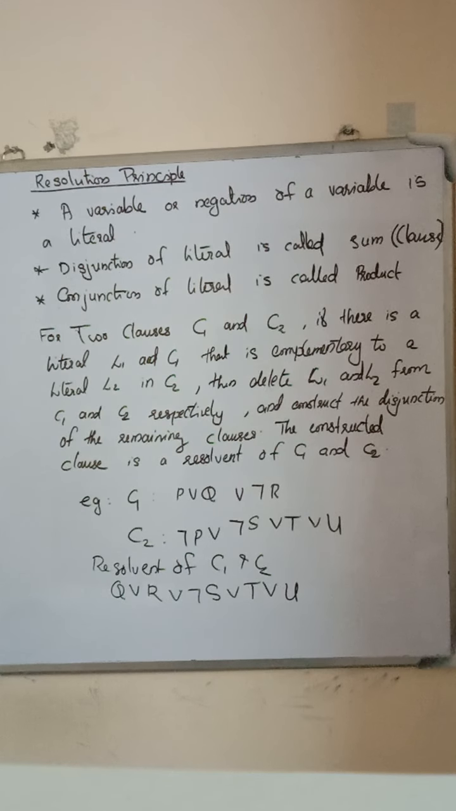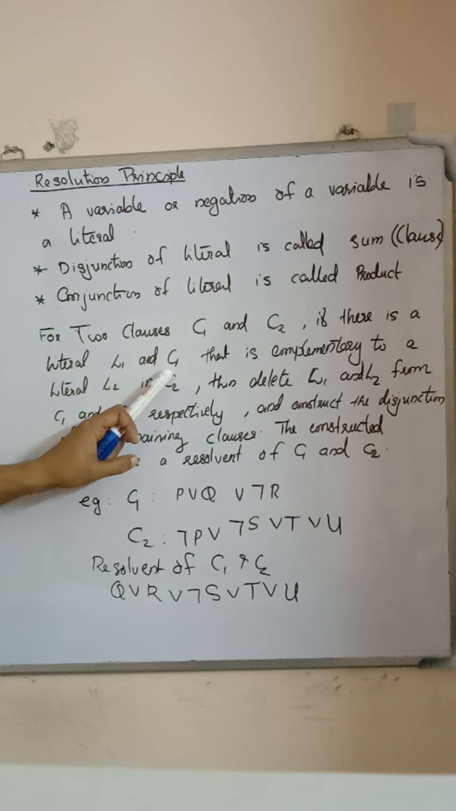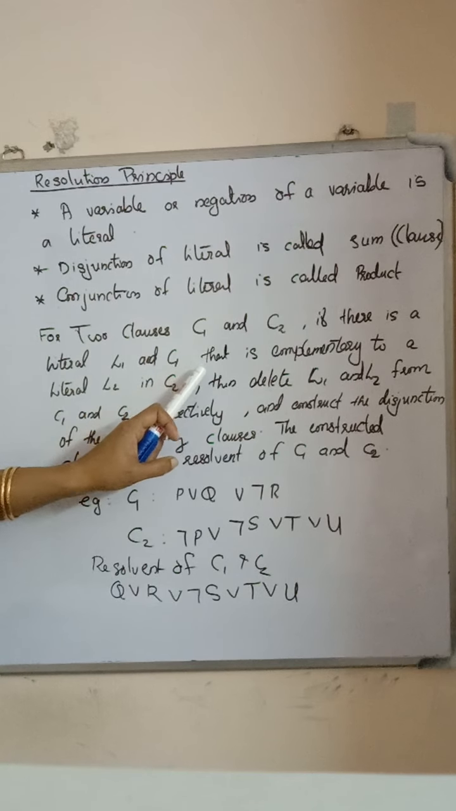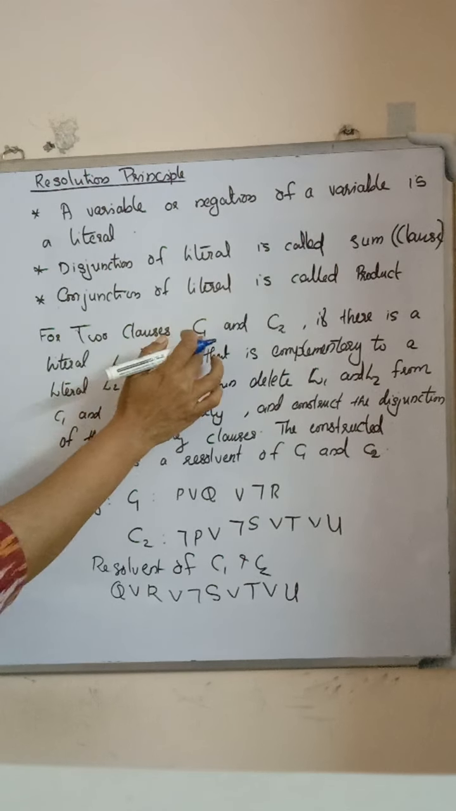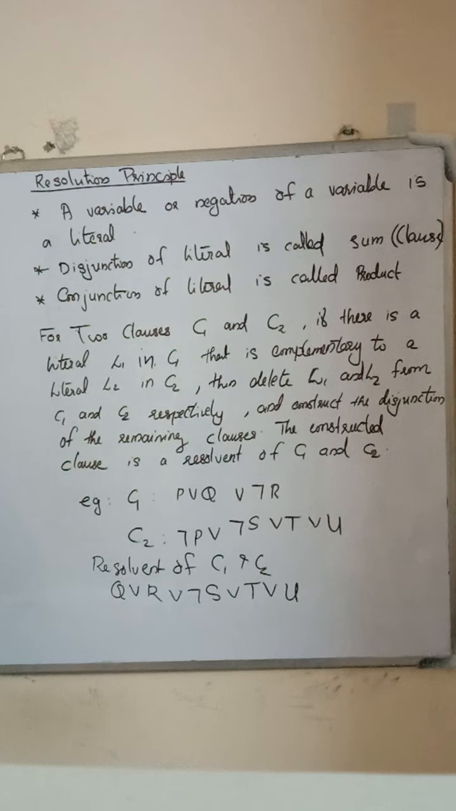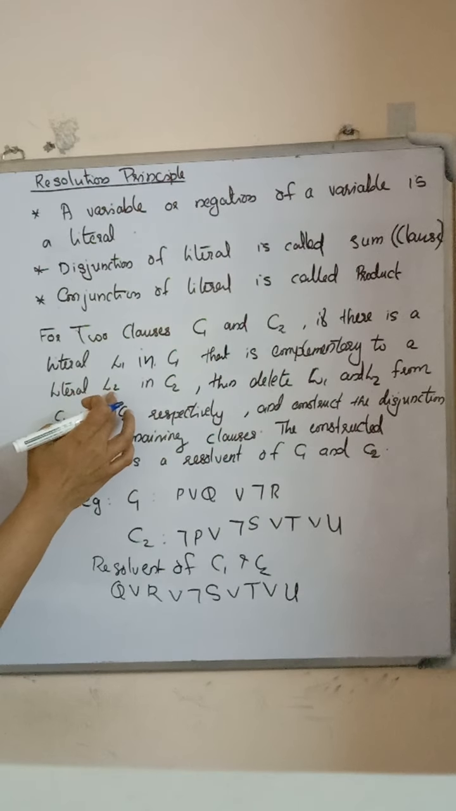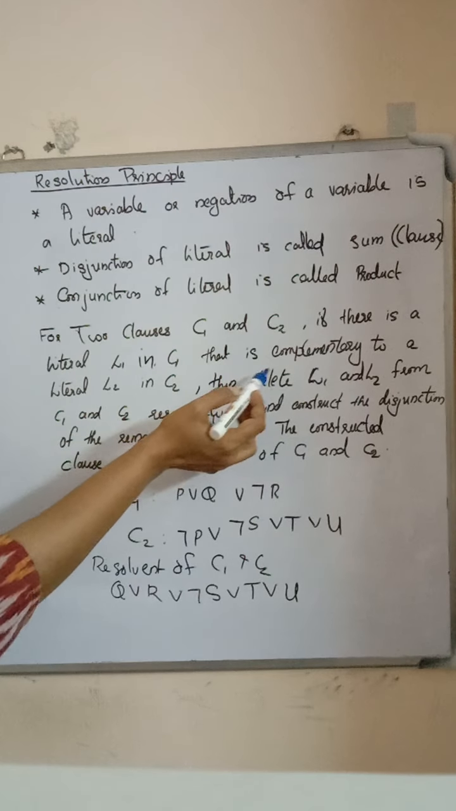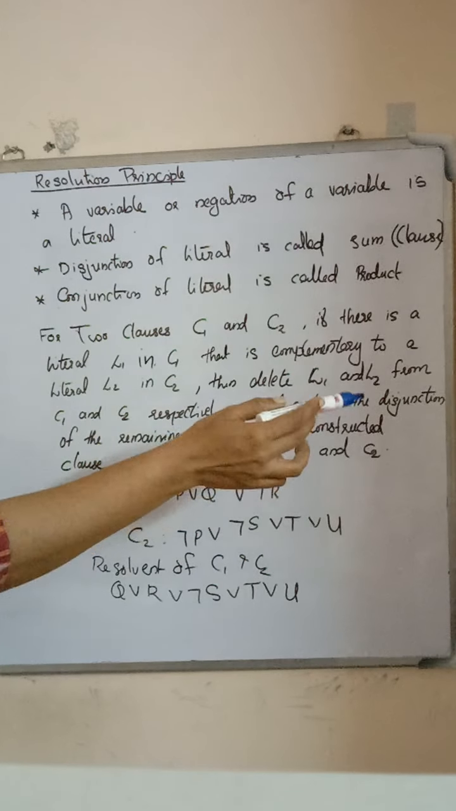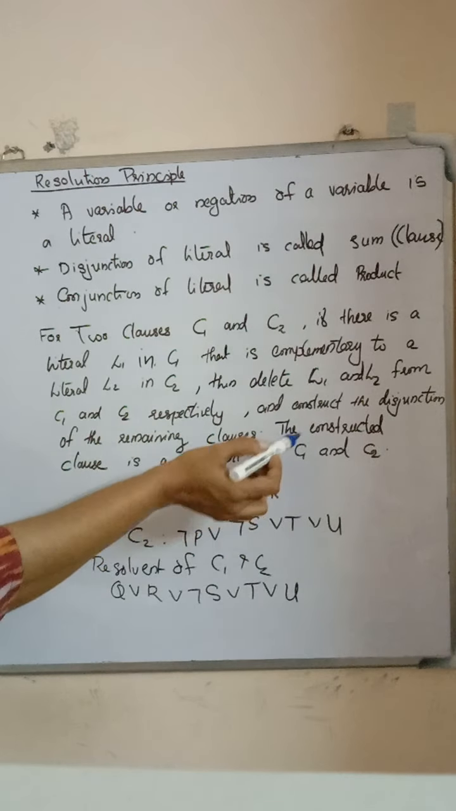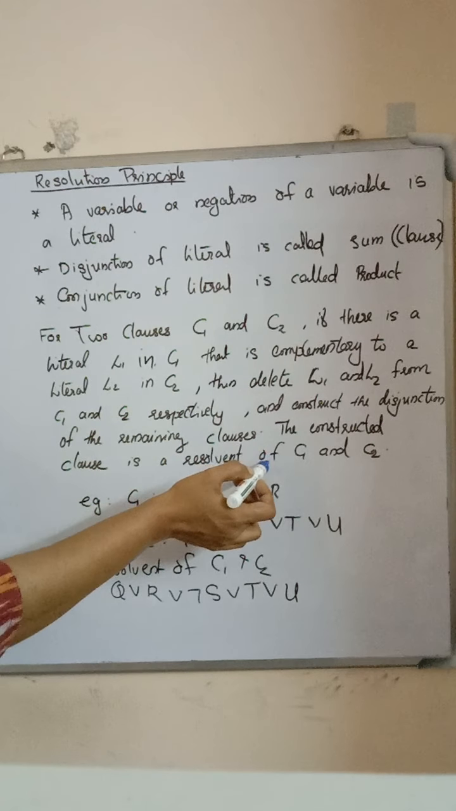Then the resolution principle states that for two clauses C1 and C2, if there is a literal L1 in C1 that is complementary to a literal L2 in C2, then delete L1 and L2 from C1 and C2 respectively and construct the disjunction of the remaining clauses. The constructed clause is the resolvent of C1 and C2.